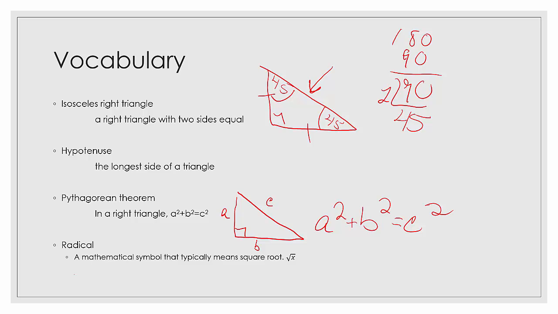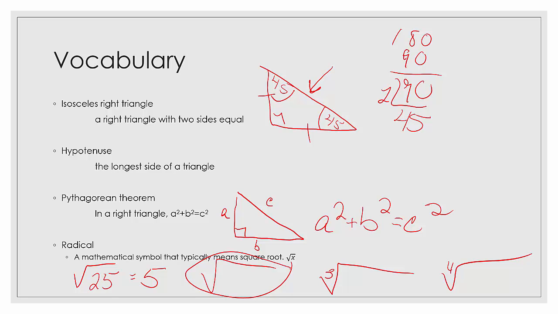A radical is a mathematical symbol that means square root. So if we had radical 25, we are looking for the square root of 25, which is 5. Okay? This symbol always means square root. If you had this symbol, that would mean cubed root. This symbol would mean fourth root, etc. But we're really only going to be concerning ourselves with the square root this time.